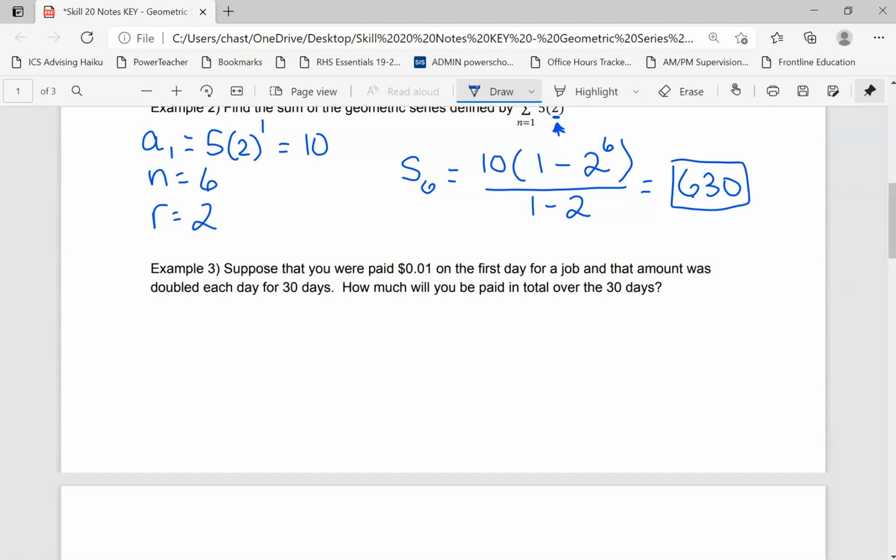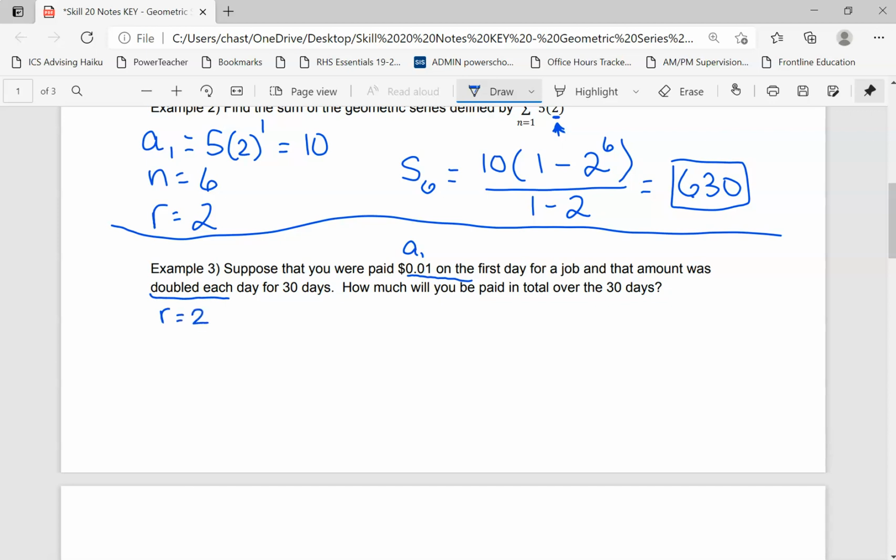Let's look at a real life application here. This one says, suppose you're paid 1 cent on the first day of a job. So that's our starting term, a1. And that amount was doubled each day, so that means r equals 2. And 30 days tells us n. How much will you be paid in total over the 30 days?